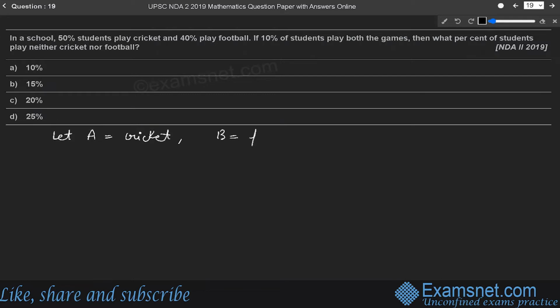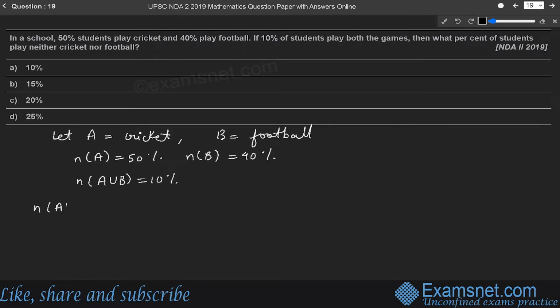Similarly, let B be equal to football players. Then n(A) is equal to 50% and n(B) is equal to 40%. Also, n(A ∩ B) will be equal to 10%. We know that n(A ∪ B) is equal to n(A) plus n(B) minus n(A ∩ B). So on applying the values, it will be 50 plus 40 minus 10.